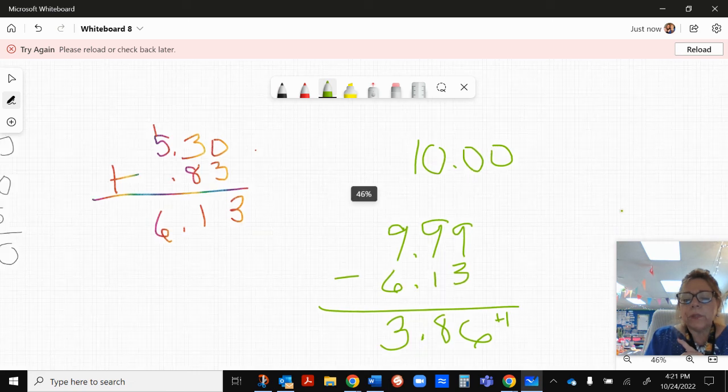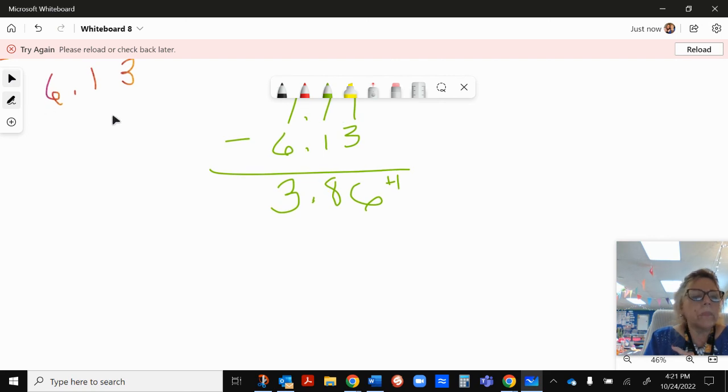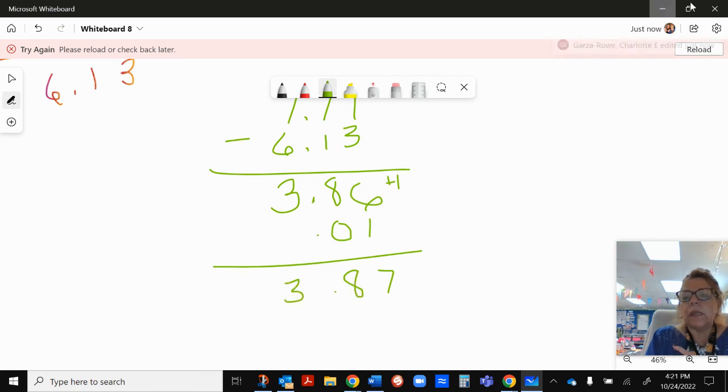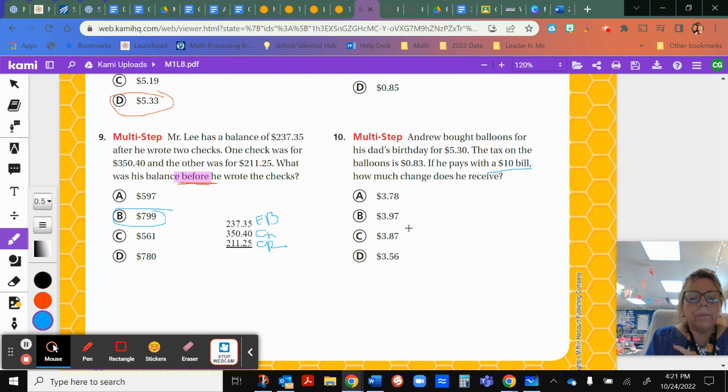So now it becomes, let's see, I'm going to move this up a bit. So I'm going to add in that penny. I'll put it here. And he gets back $3.87. So over here, the answer is C. There was a lot of adding and subtracting. We got to get back into it. We were doing this in Unit 1, and we're going to combine with Unit 2, and this is what the full story looks like.